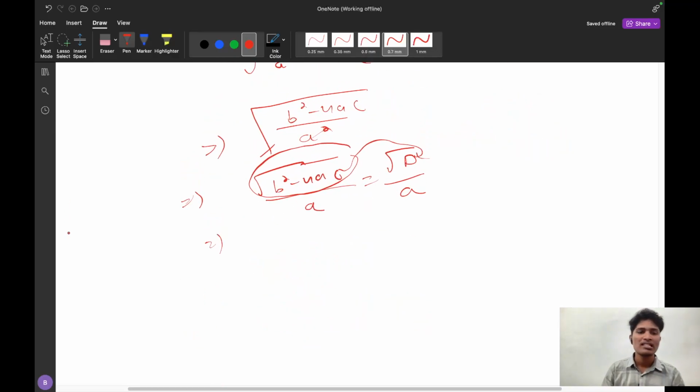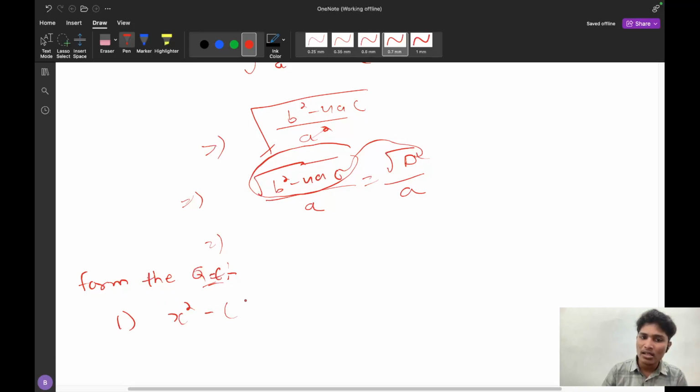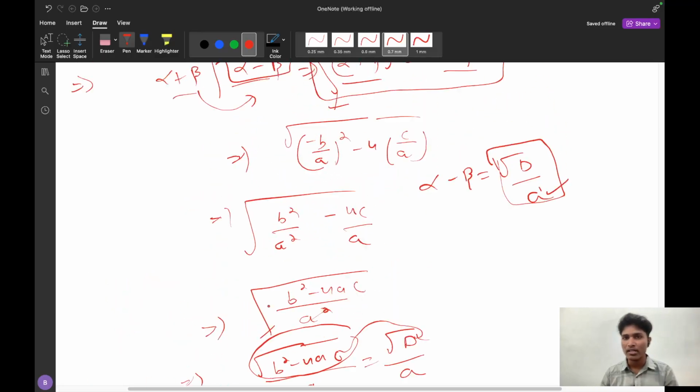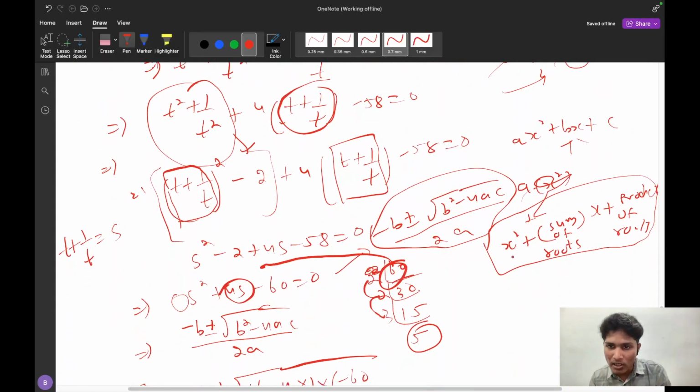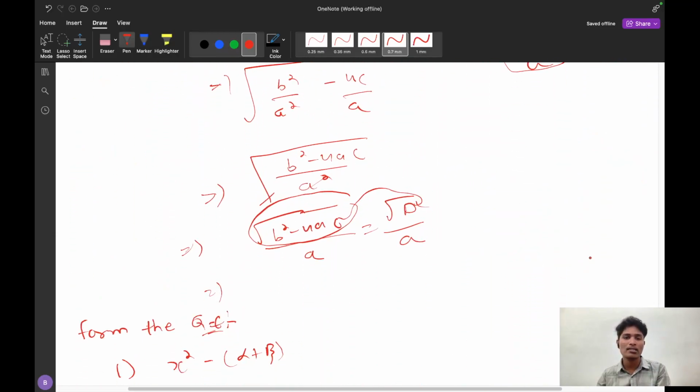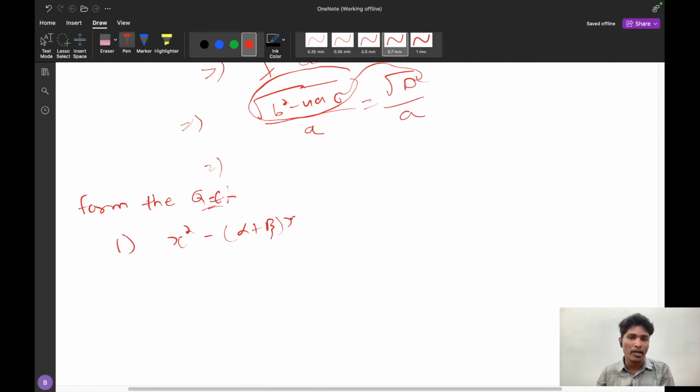Now, suppose you have to form the quadratic equation. For this, I already discussed one case, that is x square minus alpha plus beta whole square. One second guys, here I discussed the short trick. Here it is not plus, here it is minus. You have to understand x square minus the sum of the roots, because the sum of the roots involves minus b by a. So minus into minus should be plus. For this reason, I wrote it like this. So here it is minus of alpha plus beta into x plus alpha beta.